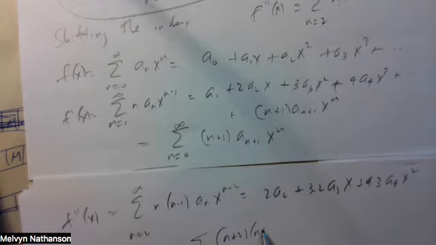This is exactly the same as summation, if I replace n by n plus 2, I would get n plus 2, n plus 1, a n plus 2, x to the n. N goes from 0 to infinity. And again, you can check when n is 0, I get 2a2. When n is 1, I get 3 times 2 a3. When n is 2, I get 4 times 3 a4, and so forth. So this process, we're just shifting the index, because it's nice to write your power series always as x to the n or x minus x naught to the n. Right. So that's the rule. And I want to give an example of how this comes up in differential equations.